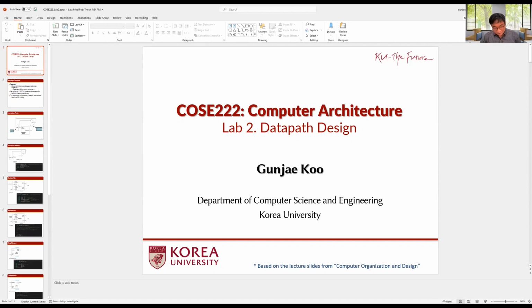Okay. So before starting today's class, I will briefly explain about the lab number 2. So it's a design lab. The final goal of our design lab assignment is to implement a pipeline processor. It's a RISC-V pipeline processor.